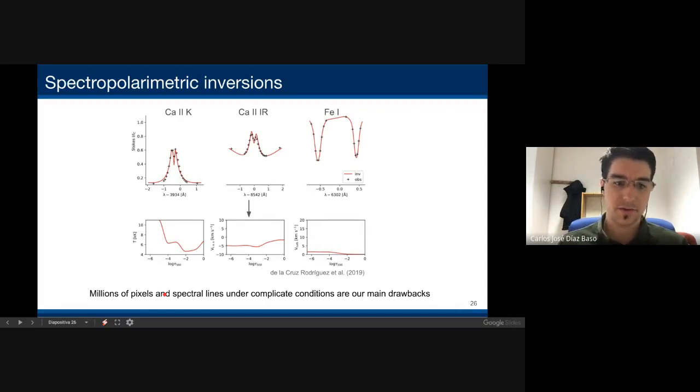Usually in the field of view, we have thousands, millions of pixels, and these spectral lines are usually also formed under complicated conditions, like non-local thermodynamic equilibrium or partial frequency redistribution. So at the end, it will be very difficult, or at least very time-consuming, to solve this task.